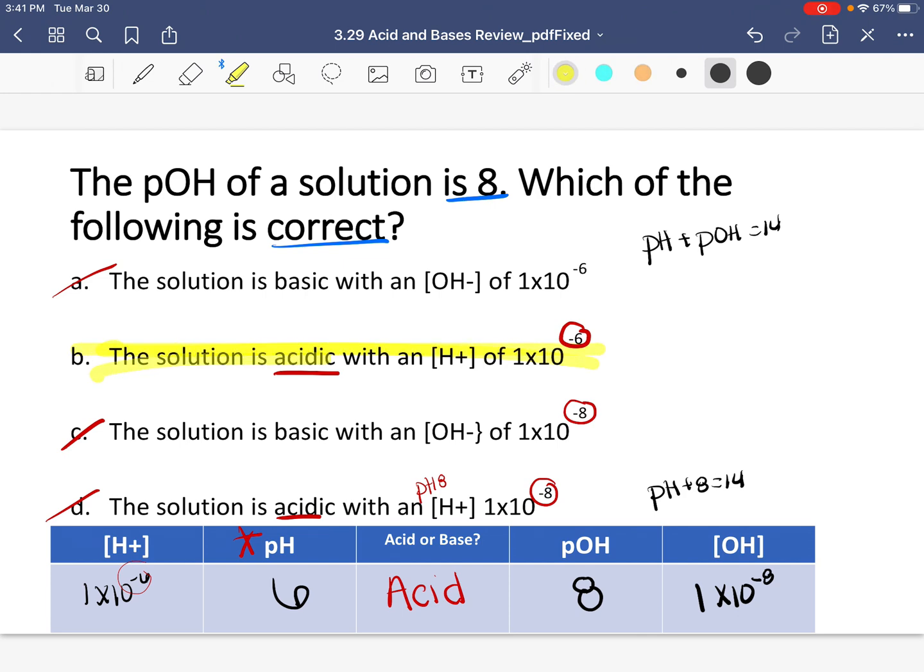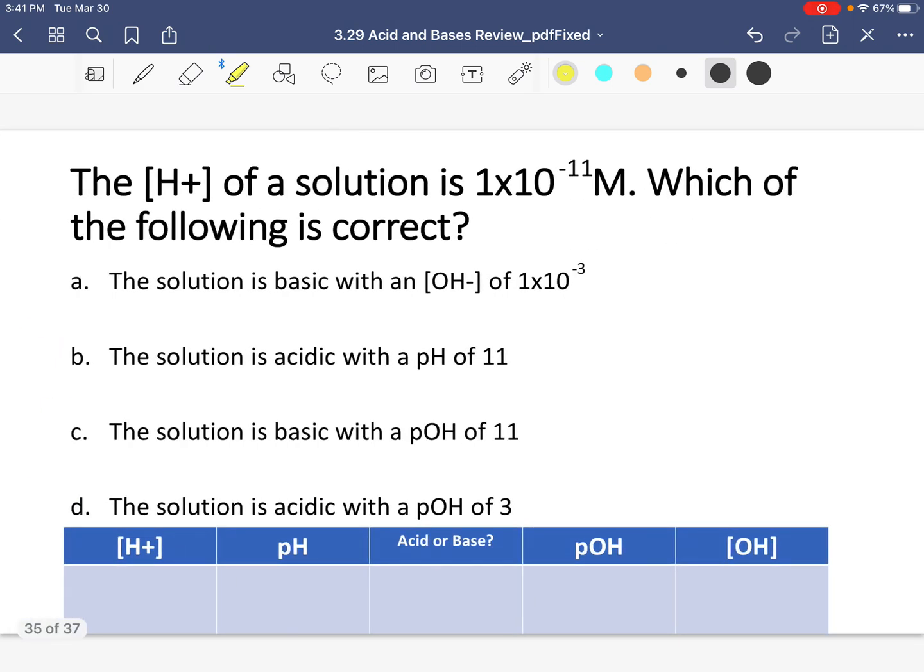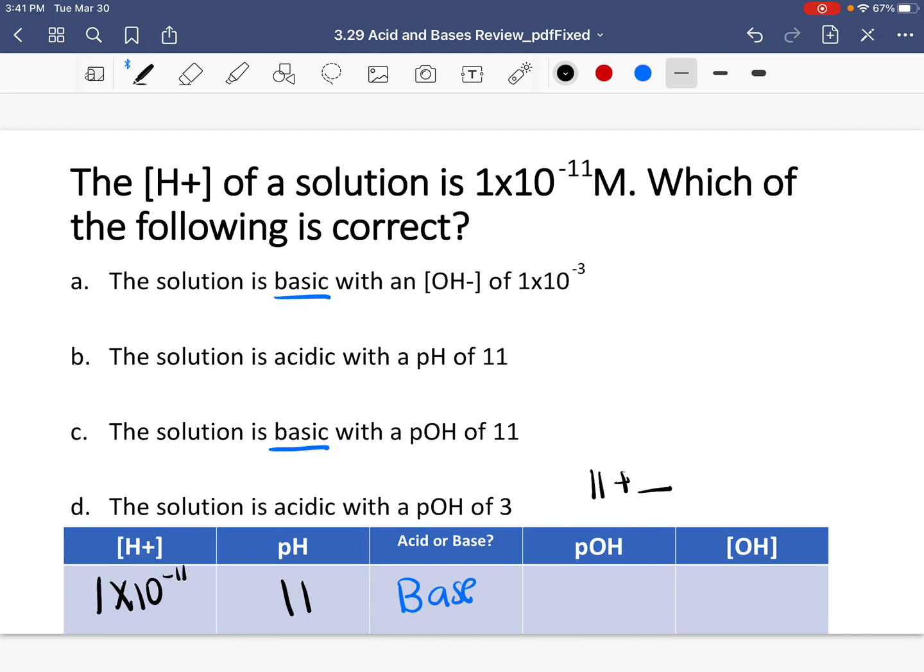Again, just fill in the chart. Once you have one variable, you can find everything else. Now let's look at this one. Our concentration of hydrogen ions is 1 times 10 to the negative 11. So I already know my pH because it's the exponent. My pH is 11. That tells me that I have a base. So I'm working with a base, and then from there I can use pOH plus pH, right? So 11 plus what number will give me 14? That is 3. So 1 times 10 to the negative 3 is my concentration of hydroxide.